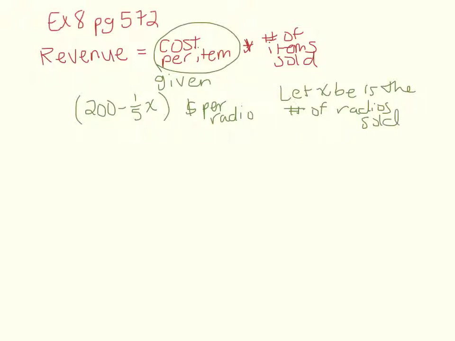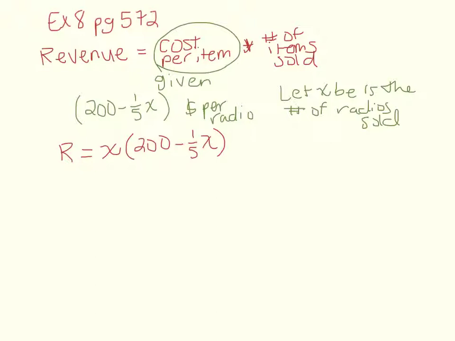It's not going to make a whole lot of sense why this is the cost per radio, but that's okay. And so now we need to set up our equation. I'm sorry, let me finish the problem. How many radios should the firm manufacture to maximize its revenue? Find the maximum revenue. Okay, so now we need to set up our revenue equation. So revenue equals cost per item times the items sold. In this particular case, we're going to try and sell x radios at a cost of 200 minus 1/5 x dollars. Again, don't worry about that cost per radio if it doesn't make a lot of sense.